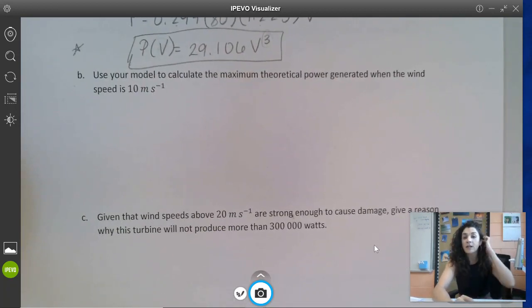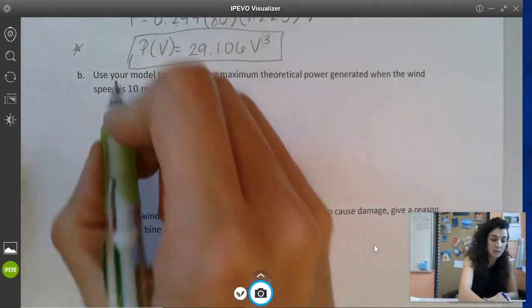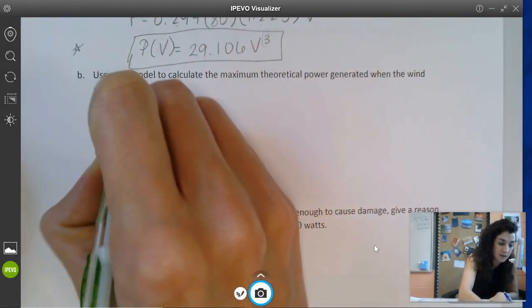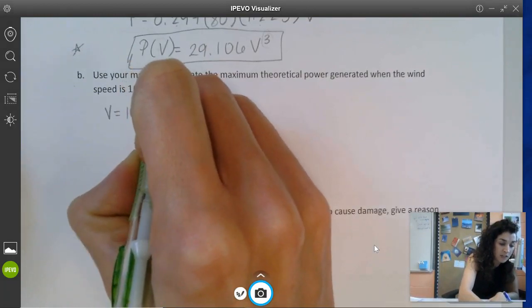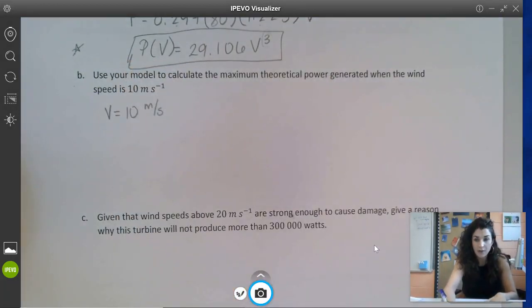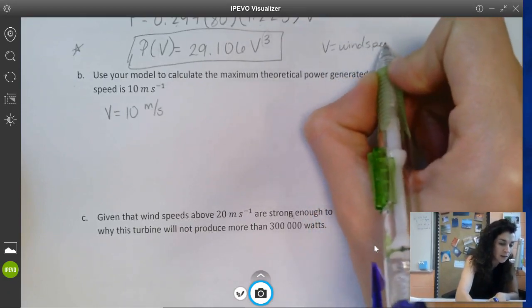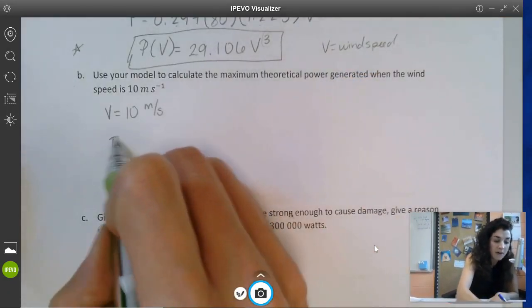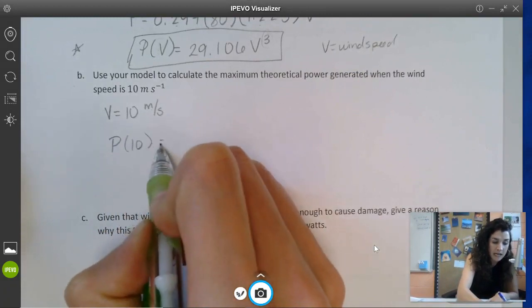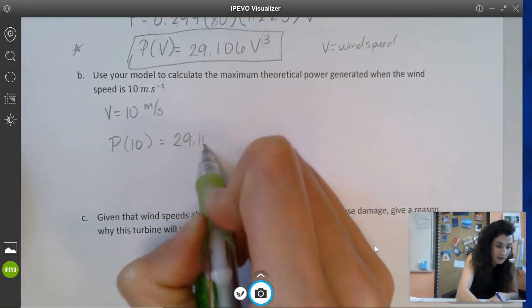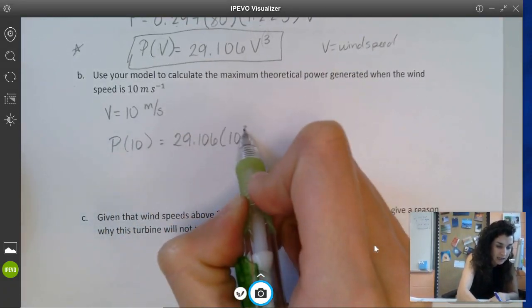Okay, use your model to calculate the maximum theoretical power generated when the wind speed is 10 meters per second. Wind speed is V. If that is something that wasn't apparent to you right away, make sure that you're labeling your variables. V equals wind speed. Okay, so then I'm finding P of 10, which all that means is I'm plugging in 10 for V.